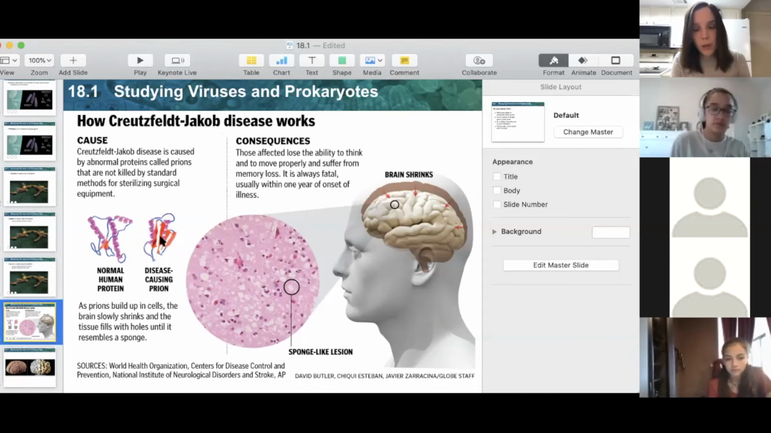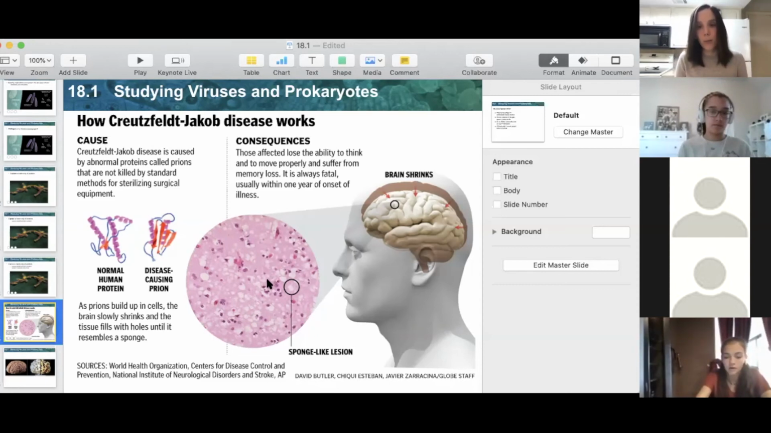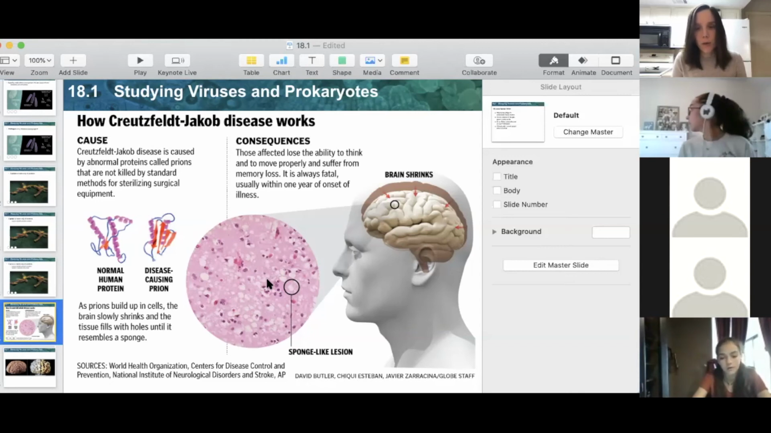And so when you have this infection, this protein right here goes to the brain and attacks the brain and makes the protein around the brain cells just start to crumble. And as they crumble, the brain shrinks. That will cause brain dysfunction, memory loss, difficulty moving and speaking. And usually 1 year after, it's almost always fatal at that point.